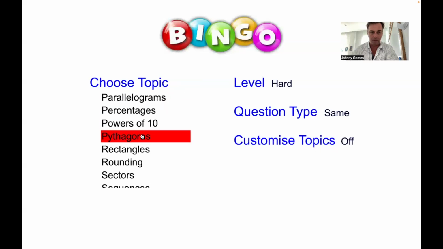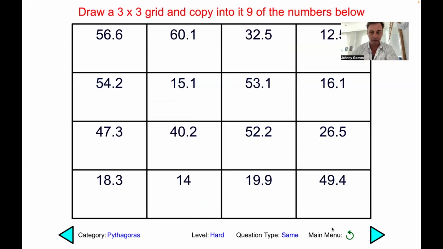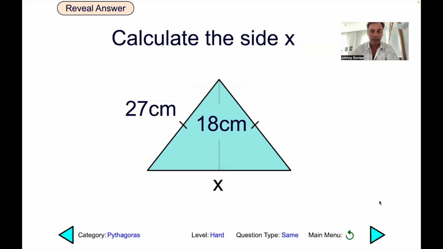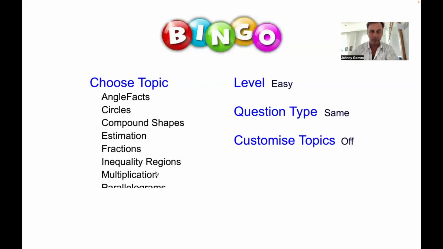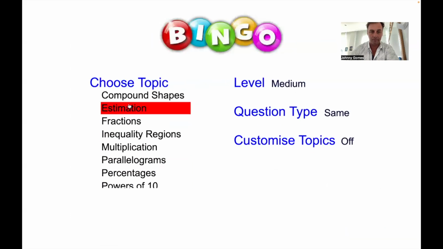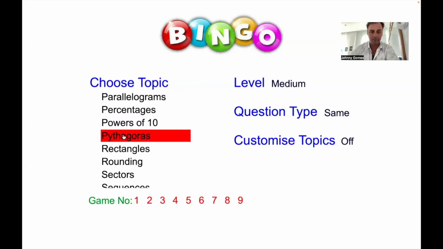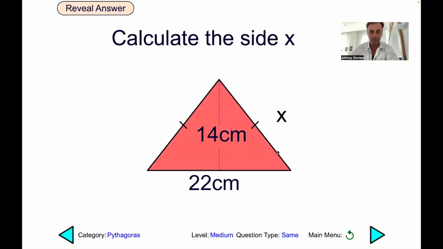Game 4, Pythagoras. Okay, so now we've got a nice isosceles triangle. We've been given the height and one of the sides, and we're asked to calculate the base. Game 5. Okay, isosceles triangle. We've been given the base and the height. Now we're being asked to calculate one of the sides of the isosceles triangle.